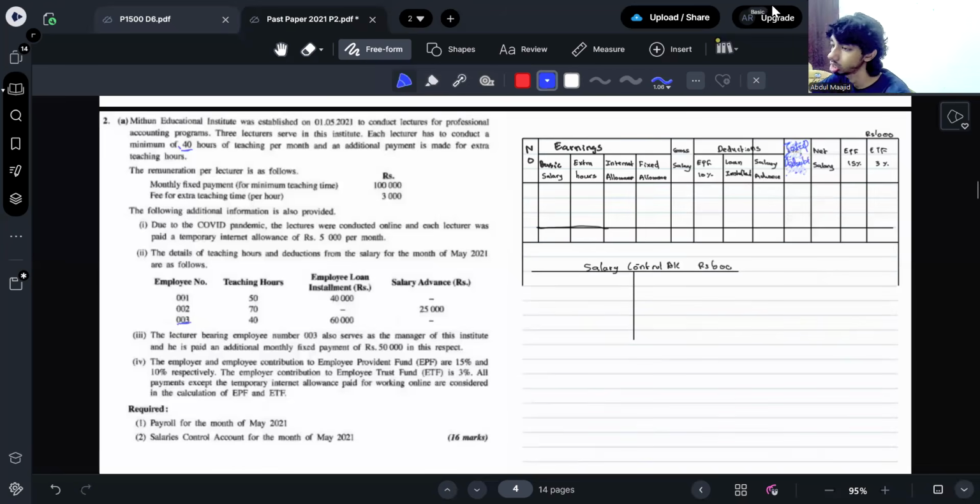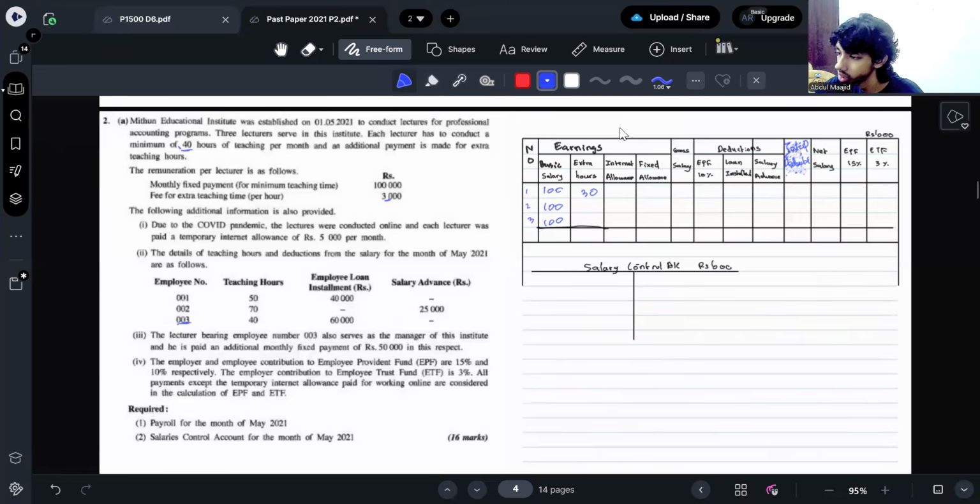Deduction. Okay. So then monthly fixed payment for minimum teaching hours. Now see, everyone had worked for a minimum of 40 hours, right? That's the minimum working hours. So fixed payment 100,000. So employee number 1, 2, 3. 100,000, 100,000, 100,000. Extra hours worked, each extra hour 3,000. Employee number 1 worked 50 hours. That means 10 hours extra. 10 into 3,000, 30. He worked for 40.